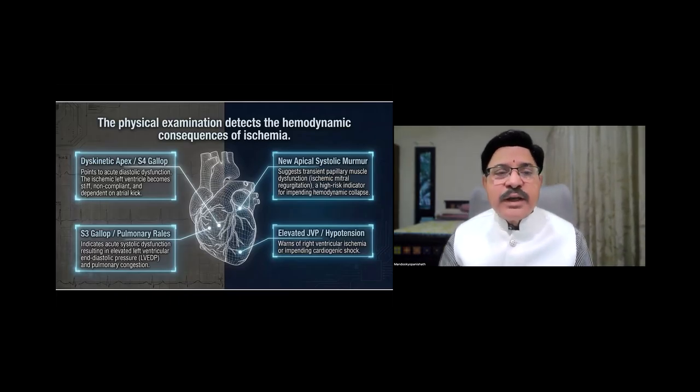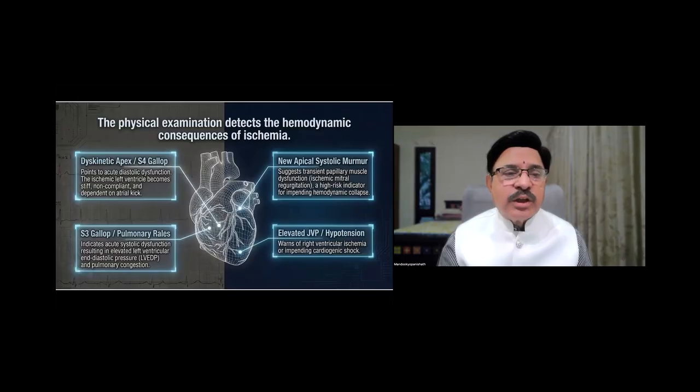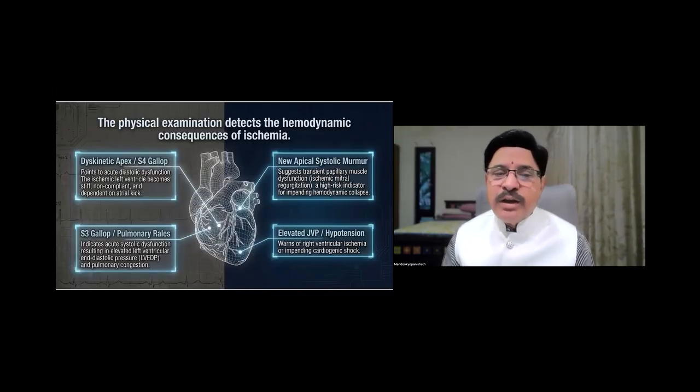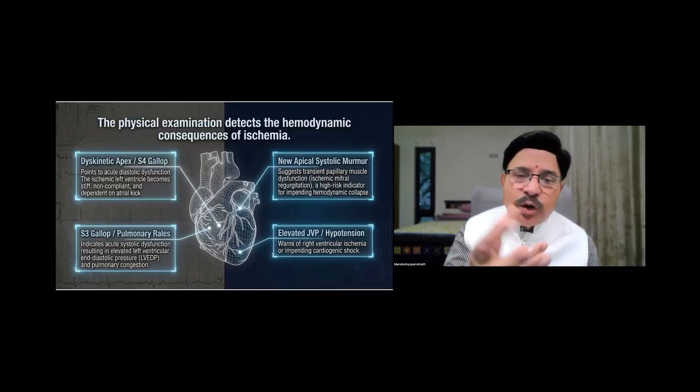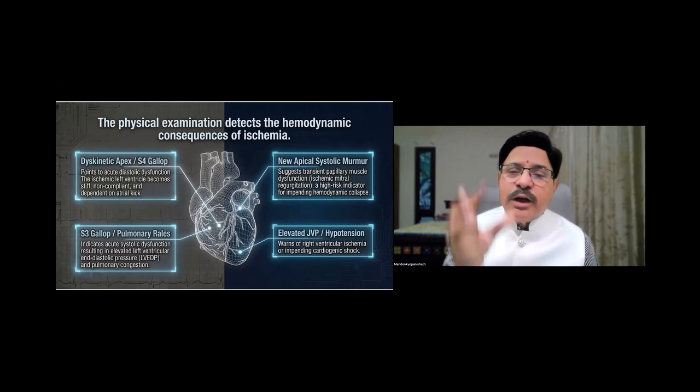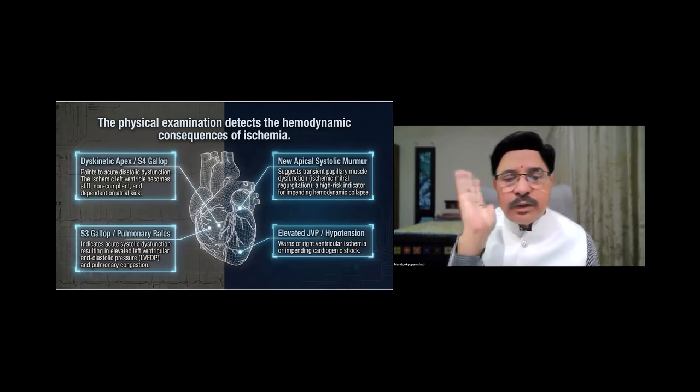Whereas dyskinetic apex and S4 gallop point to acute diastolic dysfunction. Ischemic ventricle becomes stiff and non-compliant. Except for the atrial kick, there is no ventricular kick. Only the atria are contracting, the ventricle is sleeping.